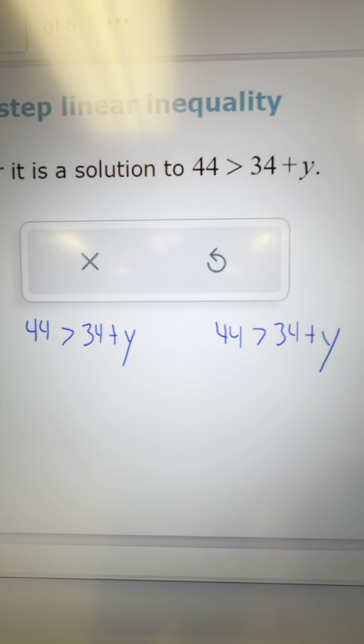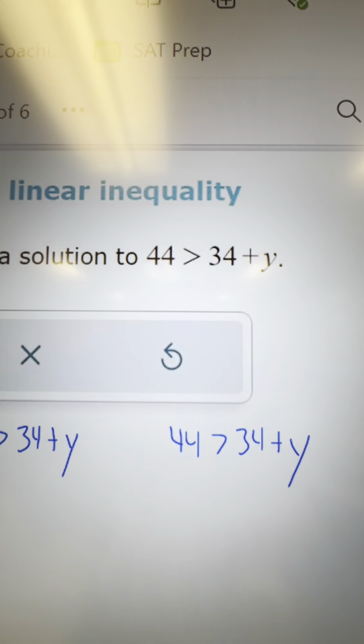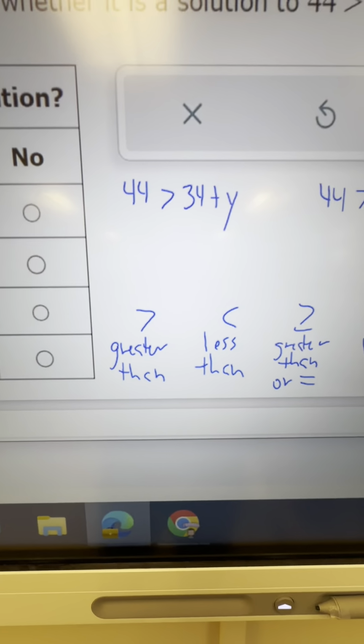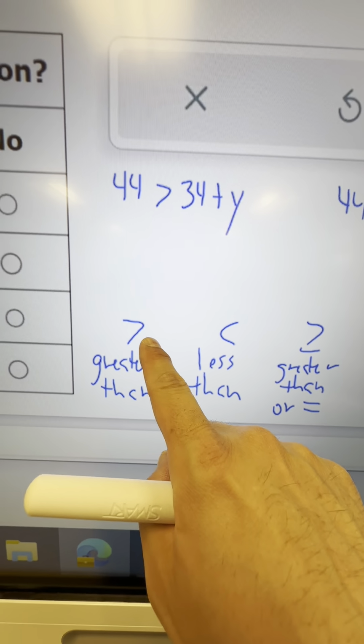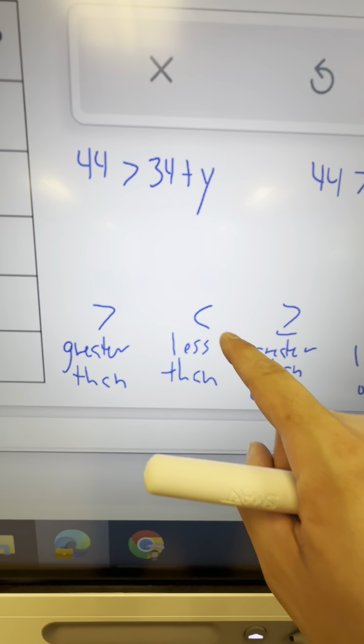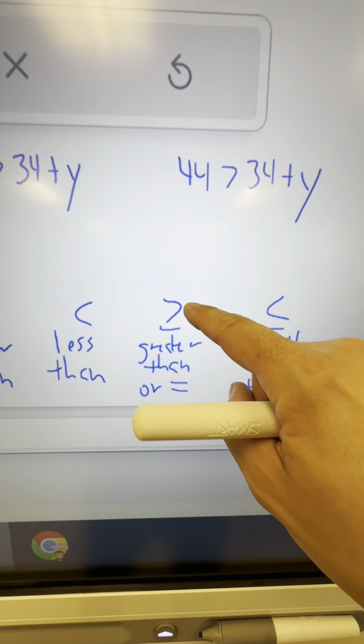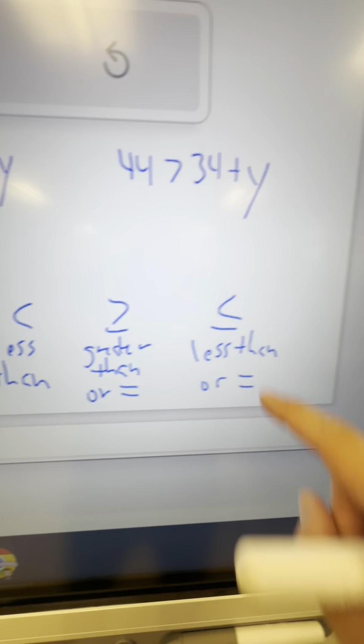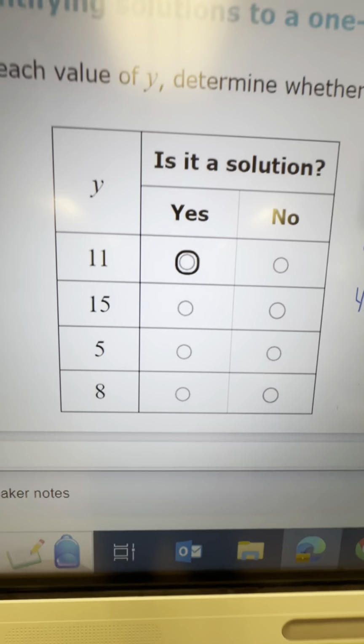But notice that we are working with inequalities, so you have to recall what these each mean. As a quick reminder, this means greater than when you read it. This means less than, greater than or equal to, and less than or equal to.